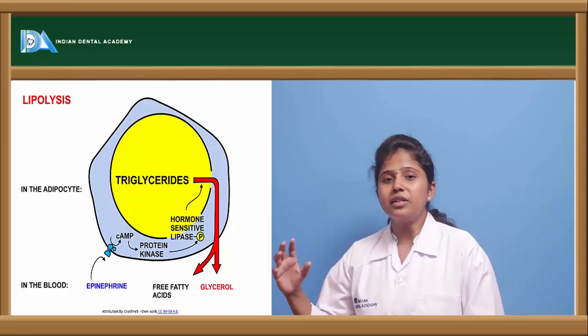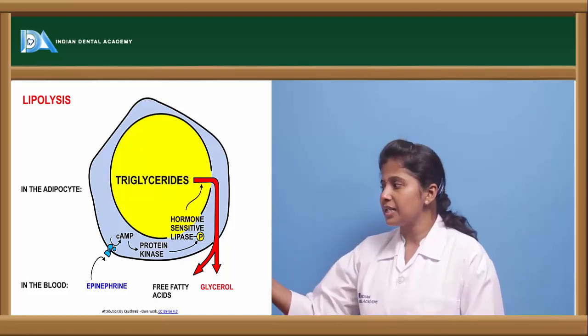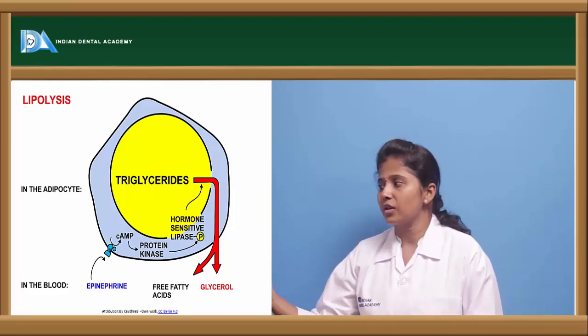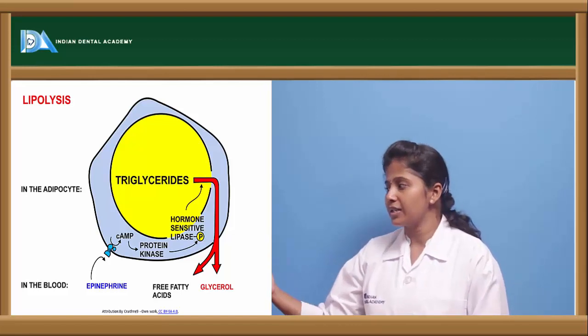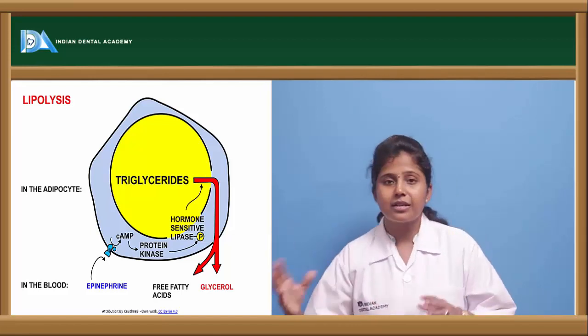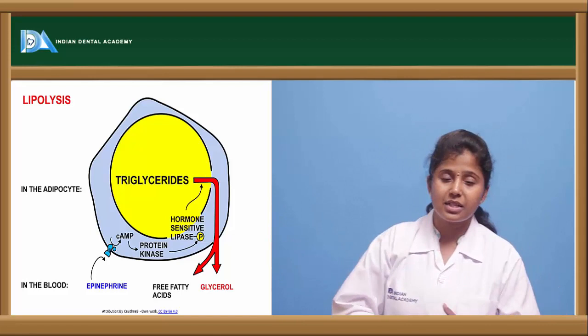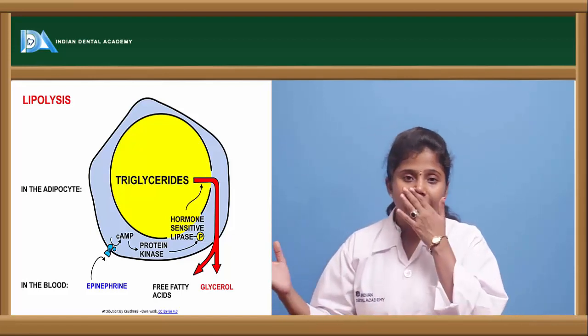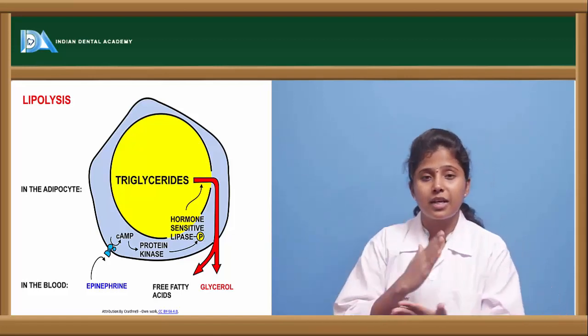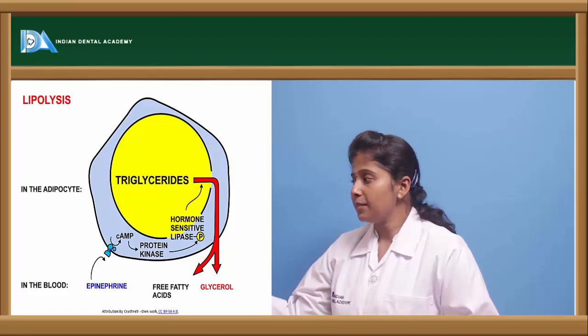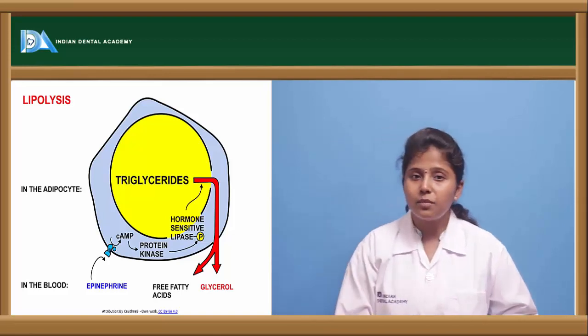Whenever fatty acids are necessary, lipolysis of the triglycerides occurs, whereby these triglycerides are converted to free fatty acids as well as glycerol. Whenever glucose is necessary, these triglycerides get broken down, and thereby the glycerol is released into the blood circulation.